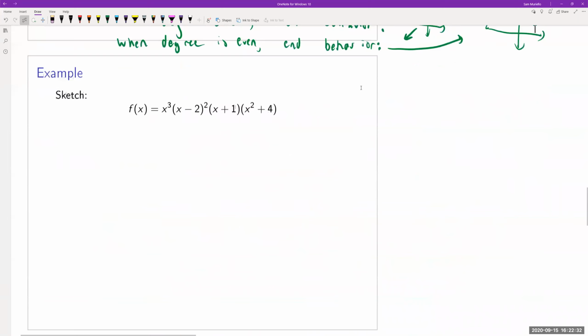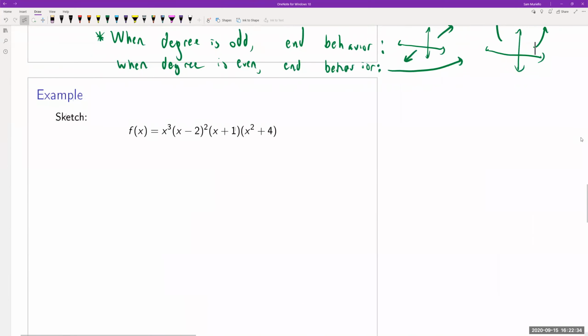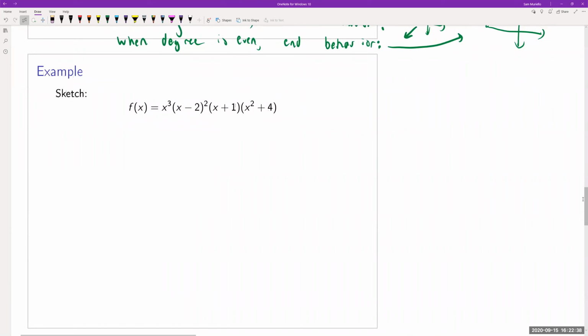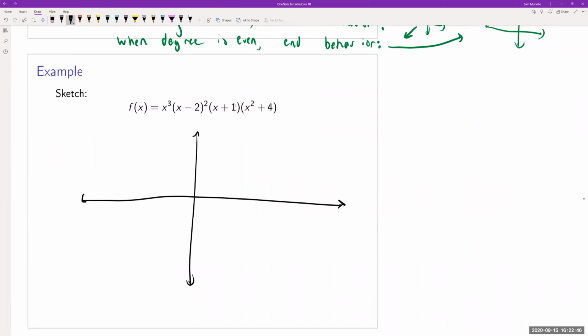Let's go through an example here. I've got this very ugly looking polynomial. Fortunately, someone has factored it for us. Now, the first thing we're going to want to do when we're doing a sketch like this is determine the zeros. Looking at each of the factors, I can find a different zero. X equals 0 from the first one, 2 from the second, -1 from the third.